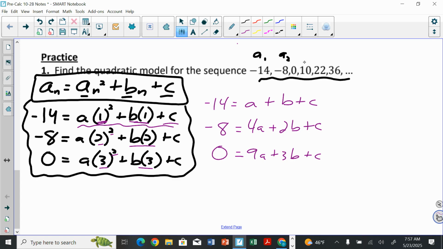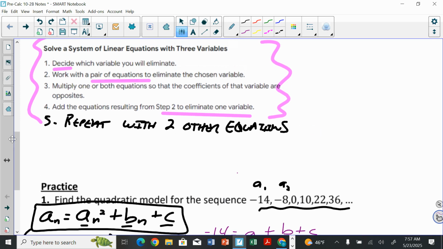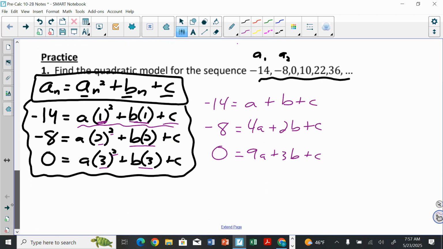So here's where we have to use these rules right here and say, how am I going to do this? Solve a system of equations with 3 variables. So the first thing is to pick out a variable that we want to eliminate. To me, C is the easiest because I just have to multiply one equation by -1, and I can get those to be opposite. But I got to pick 2 equations that I want to work with to do that, okay? So let's say that we just pick these 2 equations here. I'm going to work with those to eliminate C.